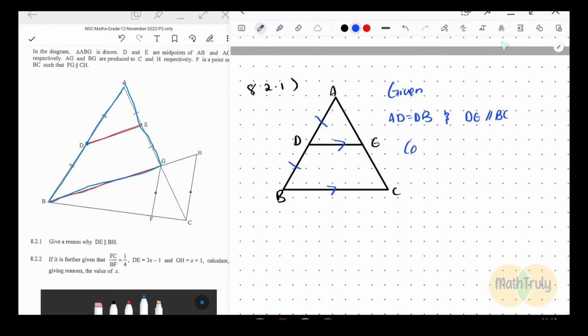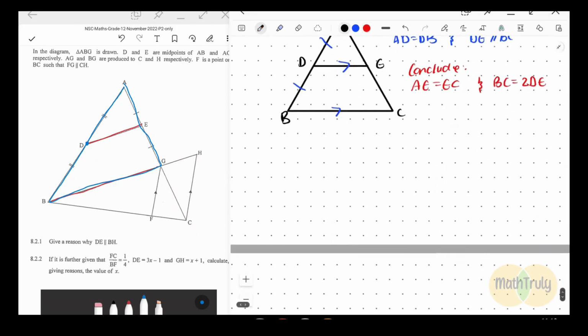And what you would conclude from this, and let me put that in red, is that AE is now equal to EC, and that BC is twice the size of DE. That is the midpoint theorem itself.